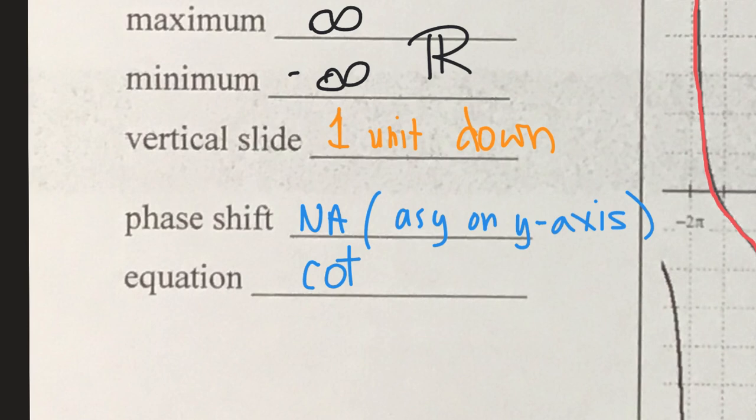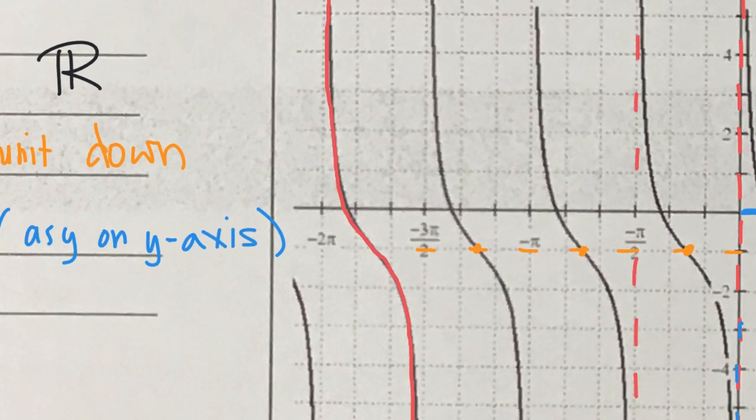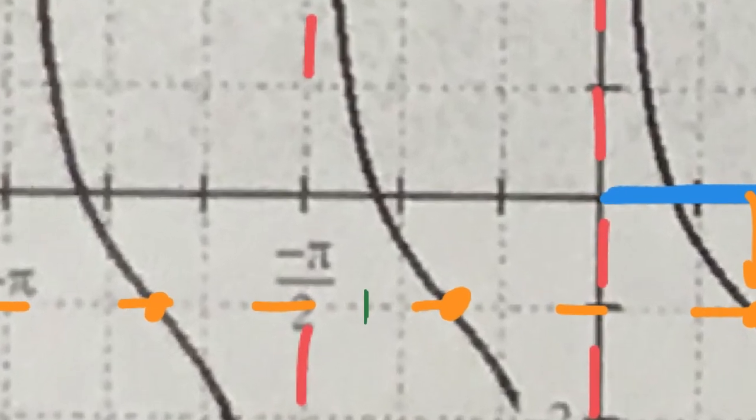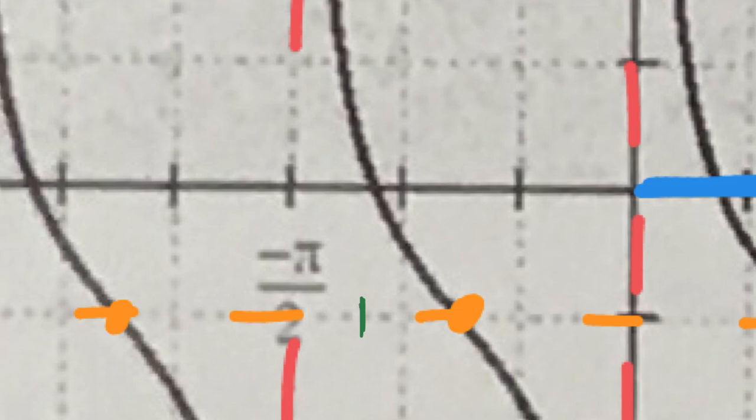So then let's put it all together. Oh, wait a second. Is there a dilation? That's our last question. Is there a dilation? So how we find the dilation is we go halfway between your 0 and your asymptote. Right, halfway between the 0 and the asymptote, and you go up. Okay, this is your dilation.